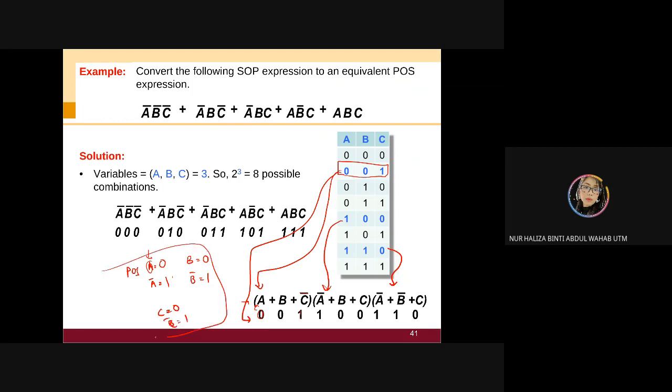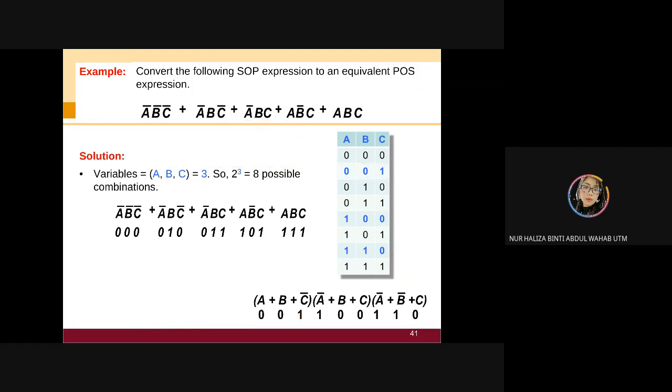This is your POS. SOP: A equal to 1, A bar equal to 0. B equal to 1, B bar equal to 0. C equal to 1, C bar equal to 0. So this is the scenario for this part, and this is your POS. That's why there is a possibility if you are given SOP, you need to come up with POS. And if you were given POS, you can also come out with the SOP Boolean expression.